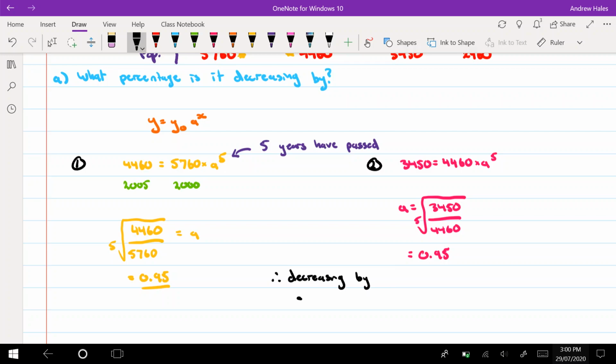So if I'm having 95% of my original every year, what I'm actually doing is I'm decreasing by 5%. Okay, I'm going down 5% every time, because if I have 95% of what I had, I've gone down 5%. So you just need to be careful there that you're not going down 95%, because that would be ridiculously small. We're only going down 5%. So don't confuse those two.